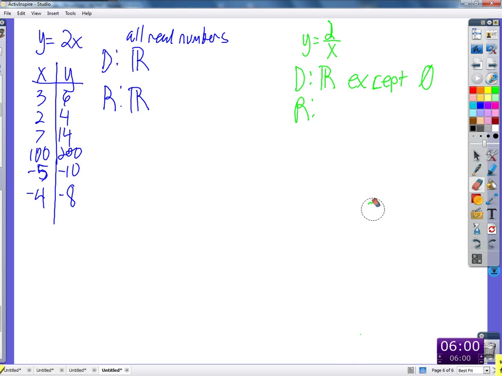So can we get 0 by dividing? 2 divided by something gets 0? Can we get close to 0? Yes. How do we get a number really close to 0 by dividing? 2 divided by, what gives you a number really, really close to 0?